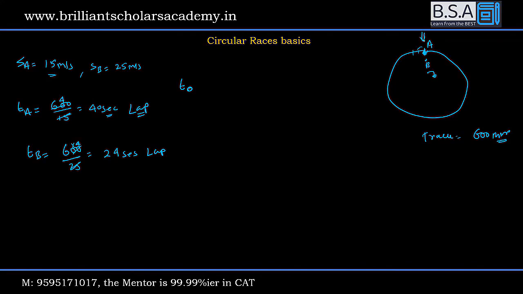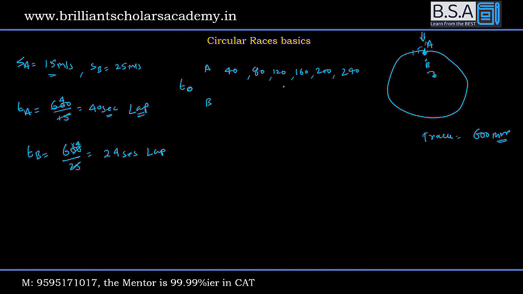So when will I see A here? I will see A after 40 seconds. If A continues to run, I will see A again in 80 seconds, 120 seconds, 160 seconds. So I will always see A after a multiple of 40. There's a camera here. The camera will capture A after 40, 40, 40, 40 seconds gap.